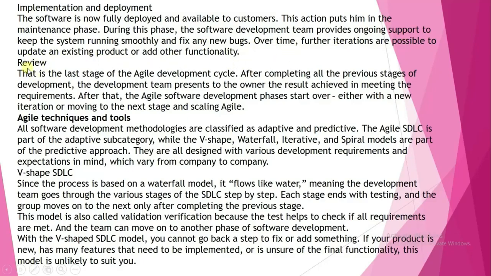So the next one is review. That is the last stage of the agile development cycle. After completing all the previous stages of development, the development team presents to the owner the results achieved in meeting the requirements. After that, the agile software development phases start over, either with a new iteration or moving to the next stage, scaling agile. Agile techniques and tools.